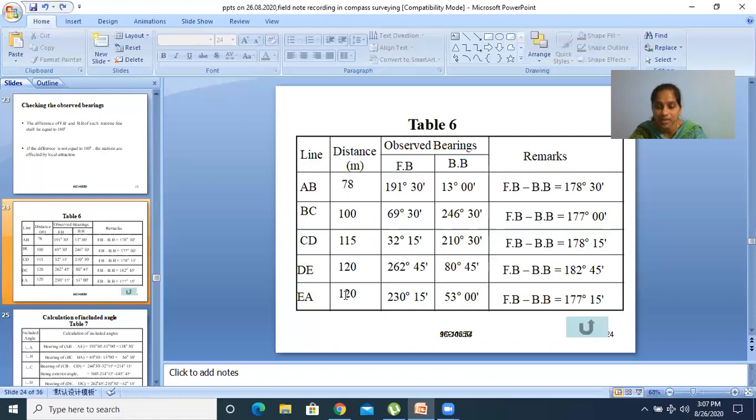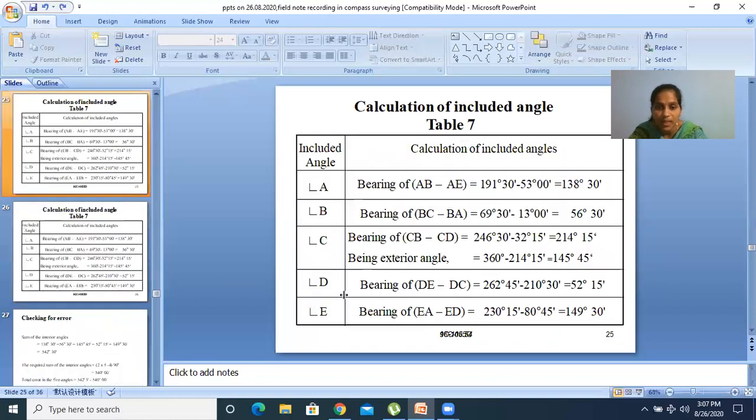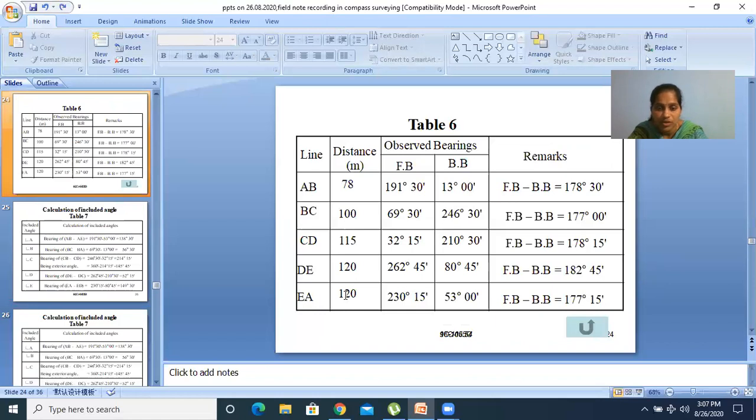So then how can we make the correction? So you can make a note here. There is no line which has a forebearing back bearing difference of exactly 180. Hence, all the stations are affected by local attraction. When this problem comes, that means there is no line free from local attraction. There is no line which has forebearing back bearing exactly 180.